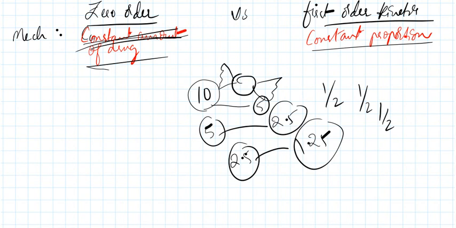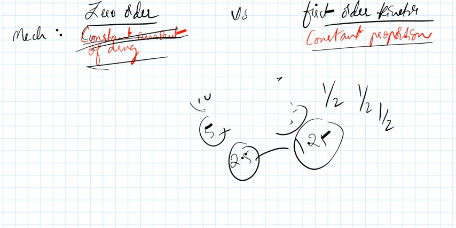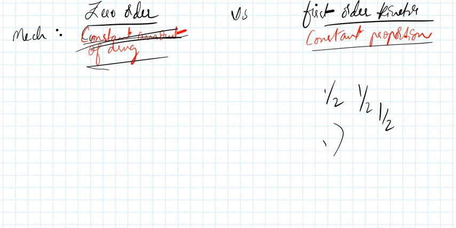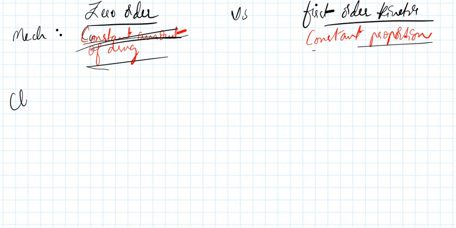Okay, now what are the actual important things that you should learn here, right? In both zero order and first order, the most important things to keep in mind are the important factors. Clearance: how will the clearance be in zero order? Here a constant amount is being eliminated, so the clearance of the drug will decrease, but the half-life of the drug will increase, right?